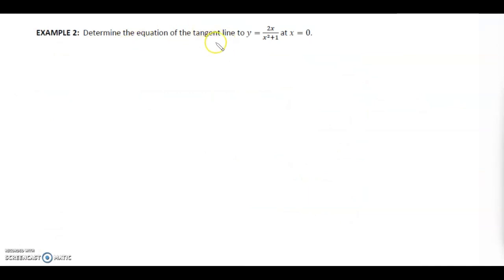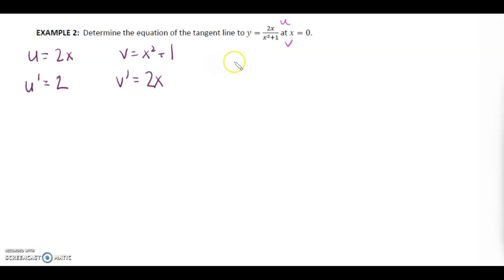Example 2: determine the equation of the tangent line to this function here at x equals 0. So this is a rational function. We're going to call the numerator u and the denominator v. So u is 2x, and let's solve for u prime. The derivative of 2x is just the coefficient, which is 2. Then we have v, which is x squared plus 1. The derivative of v is going to be 2x. The derivative of 1 is just a constant, so it's 0.